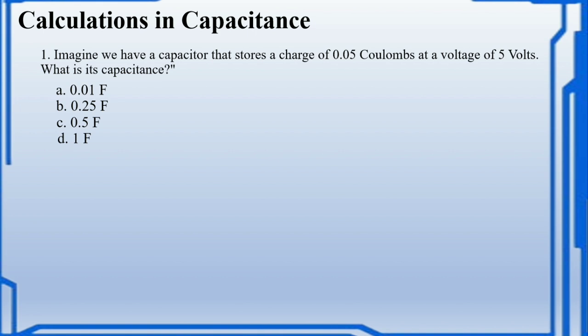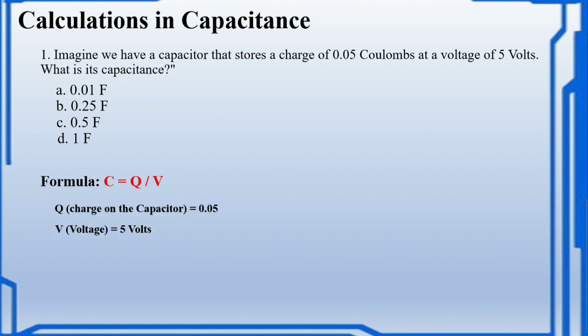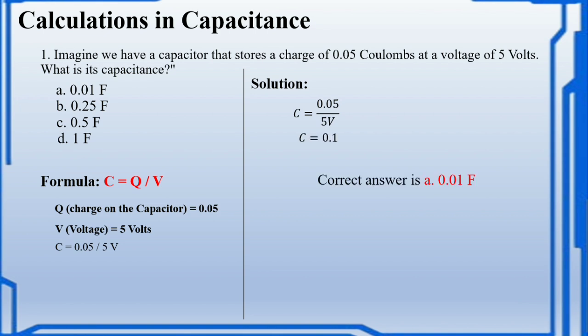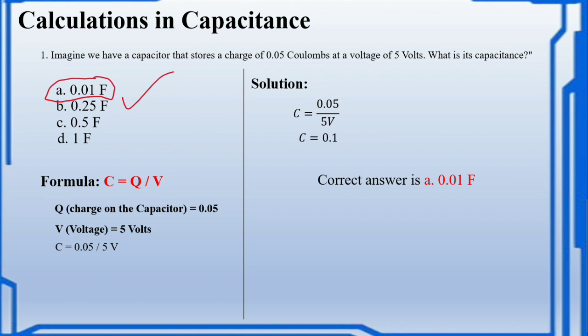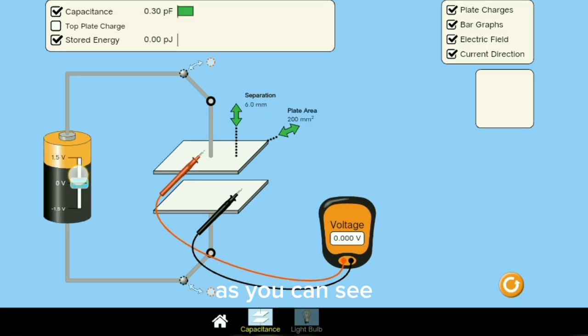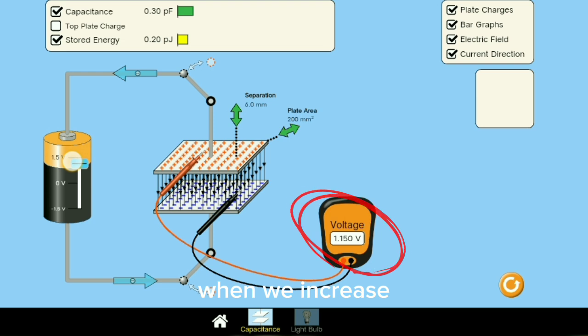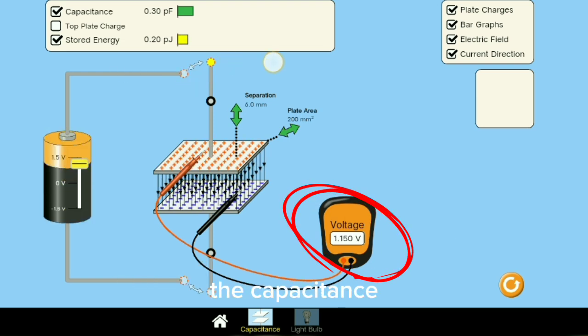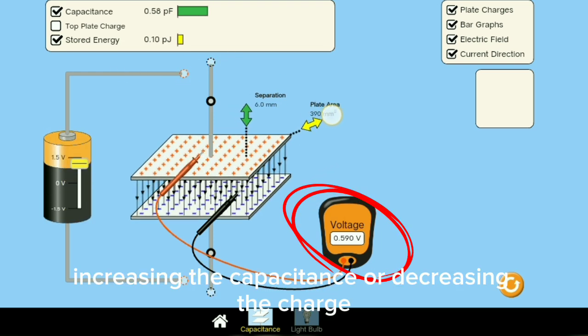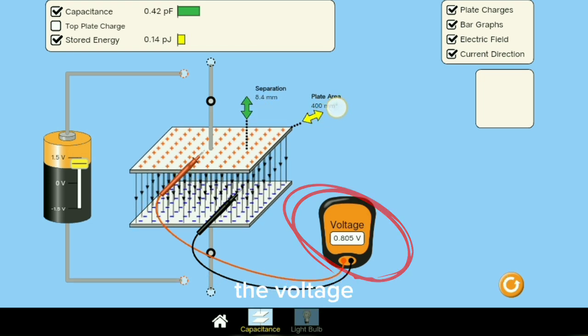To calculate the capacitance, we use the formula C equals Q over V. Let's plug in the values we know. Q, the charge on the capacitor, is 0.05 coulombs, and V, the voltage, is 5 volts. So, C equals 0.05 over 5 volts. Now, let's do the math. So, the correct answer is 0.01 farad. That was simple, right? As you can see, the voltage increases when we increase the charge, or decrease the capacitance. Similarly, increasing the capacitance or decreasing the charge will lower the voltage.